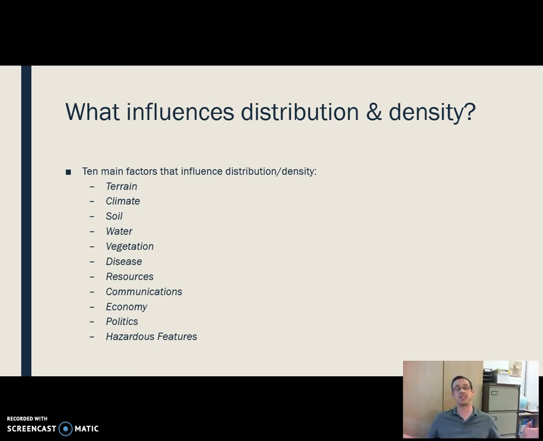And the last one, hazardous features. And in this, again, we're talking about natural hazardous features. So, when people tend not to live in areas that are extremely prone to earthquakes. Yes, there are exceptions to this, but you tend not to find new settlements getting built on areas that are extremely prone to these hazardous features.